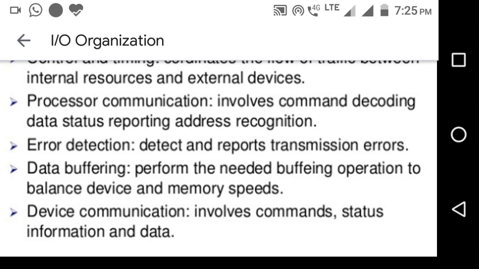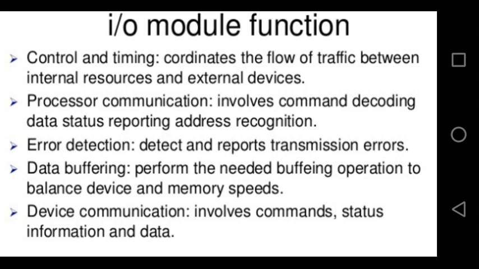Now we see the functions of this IO module or IO interface. The first thing is control and timing: coordinate the flow of traffic between the internal resources and external devices. First, it has to control the data transfer; traffic means data. Next, processor communication involves command decoding, data status reporting, and address recognition.